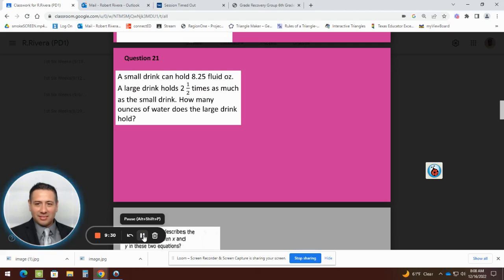Okay. The next question. This one is about, look what it says. 2.5 times. Ya te está diciendo to what? To multiply. So I'm going to put 21. 2.5 times 8.25. Your test will have one like this.